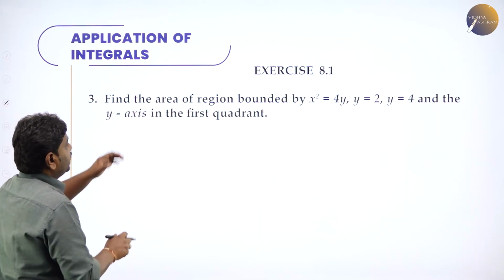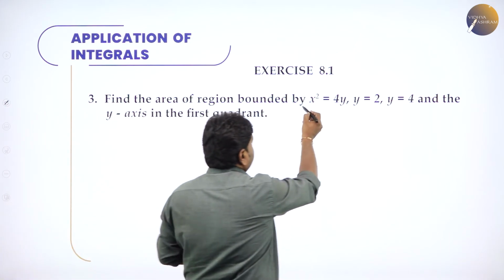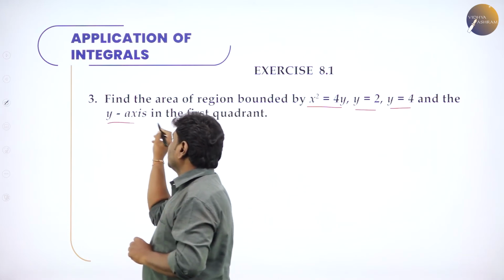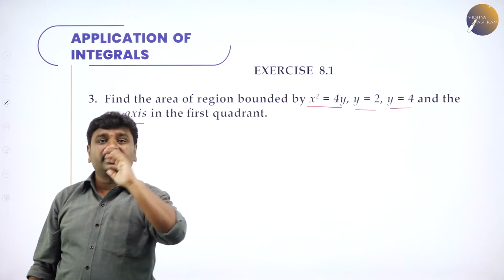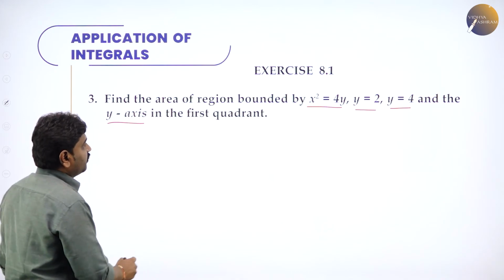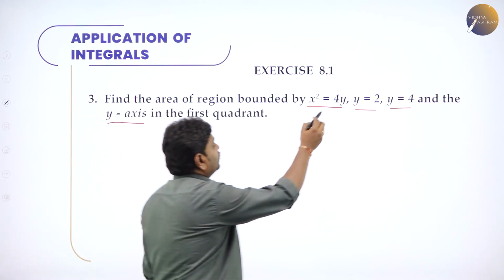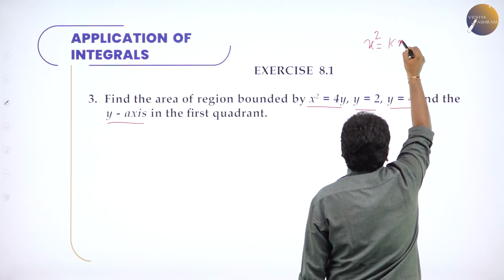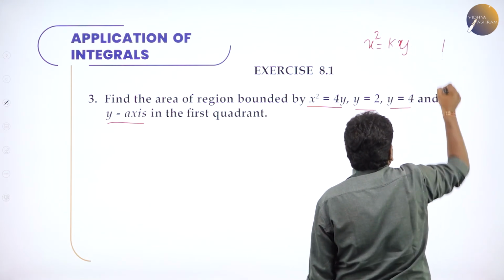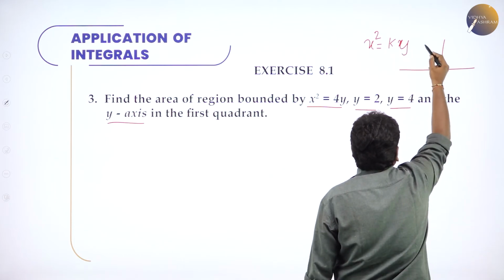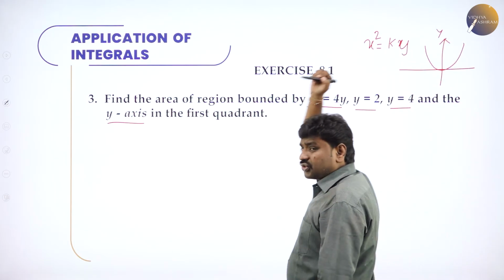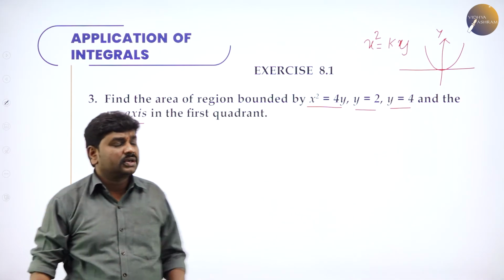Now find the area of region bounded by the curve x square is equal to 4y, y is equal to 2, y is equal to 4, and y-axis. Now they want area bounded by the curve and y-axis. So now draw the graph x square. So dear students, x square is equal to constant into y. So 1 degree to 2 degree means parabola. So x square parabola will be like this. It is symmetric about what axis? Y axis. X square parabola is always symmetric about y axis.